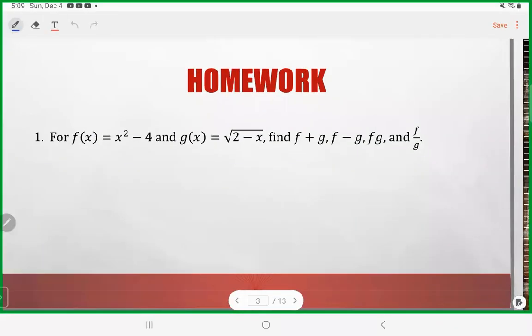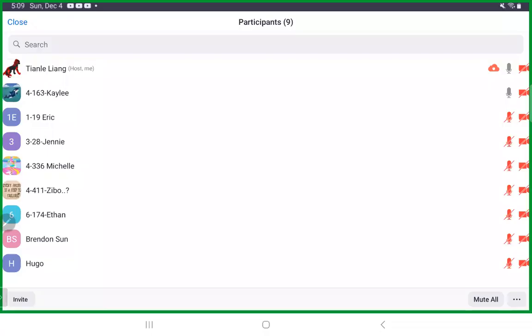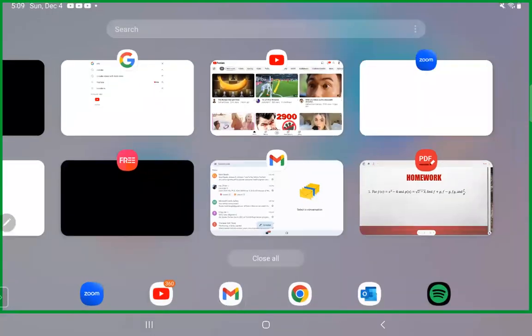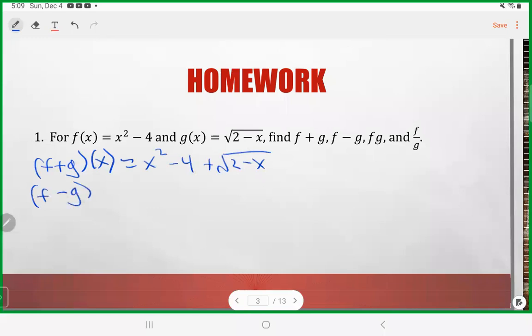We'll just continue. So, how about Kaylee? Kaylee, could you volunteer? Kaylee, are you there? Yeah. Okay, so I'm just going to have you find all of these. f plus g of x is going to be equal to? It's x squared minus 4 plus the square root of 2 minus x. Very good. So it's very easy, right? This isn't that hard. What about f minus g?